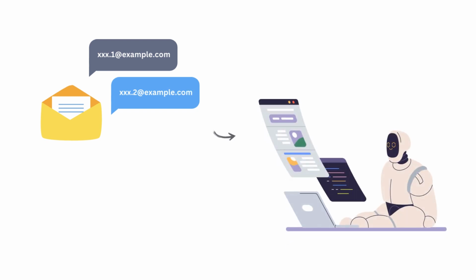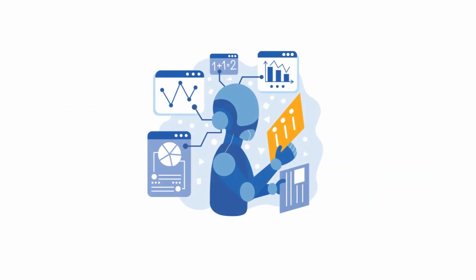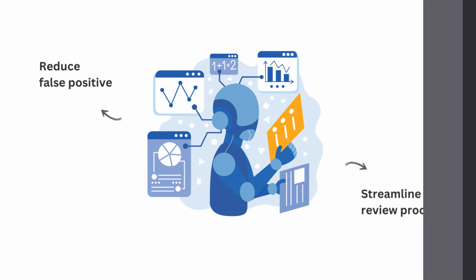By feeding data like xxx.1@example.com and xxx.2@example.com into machine learning models, it is possible to detect fraudulent orders from emails. Integrating machine learning into the fraud prevention process reduces false positives and streamlines the review process for legitimate customers.